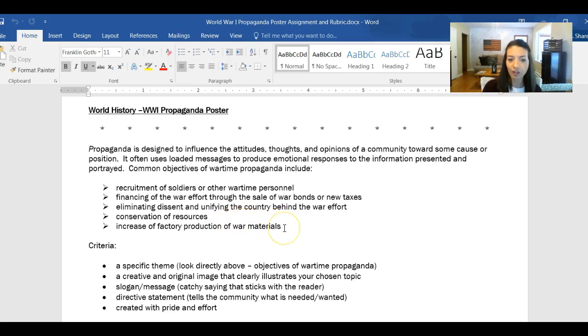And maybe it could be about the increase of factory production of war materials, making sure that the factories are manufacturing only things for the war effort. Now, these are ideas. You don't have to go with them if you don't want to, but they're ideas to get you going on one theme for your poster, okay?